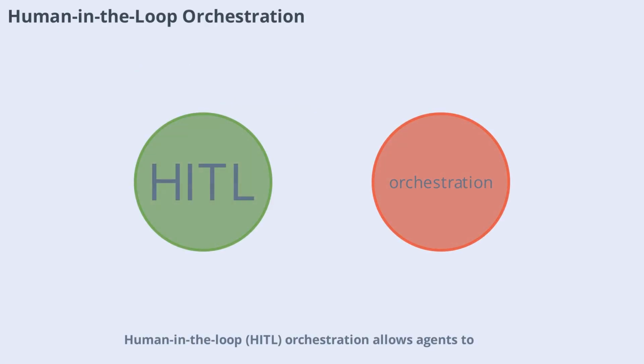Human-in-the-loop (HITL) orchestration allows agents to pause and await human review before proceeding. In graph architectures like LangGraph, this is done by setting a breakpoint on a sensitive node. The system saves the state, waits for human approval, and resumes execution once feedback is received. This ensures safety and accountability in critical workflows.